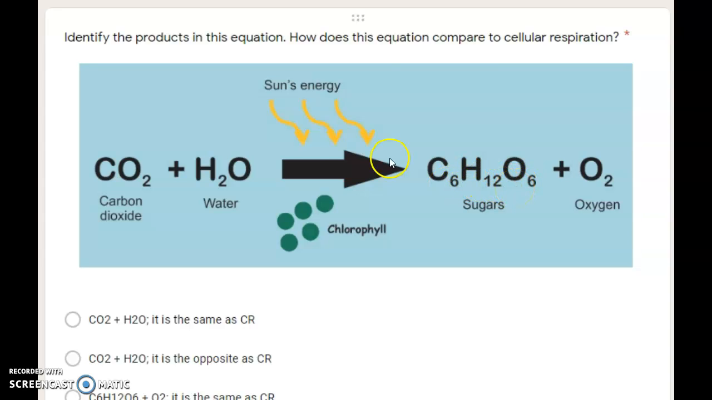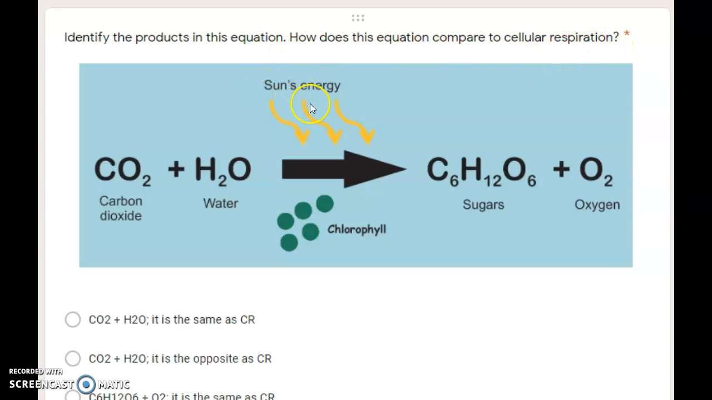Okay. And the arrow always points to the product. So point to the product. So identify the products. The products would be the sugar, the glucose, and our oxygen. That's going to be our products, but it also says, how does this compare to cellular respiration?